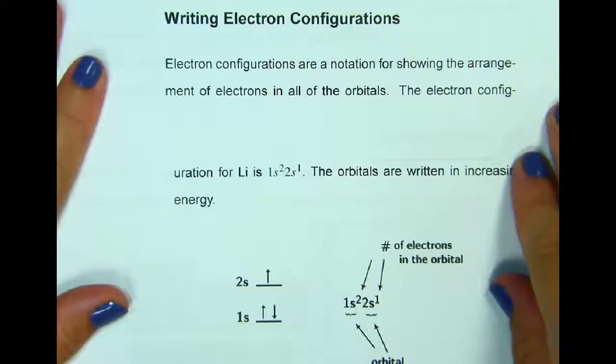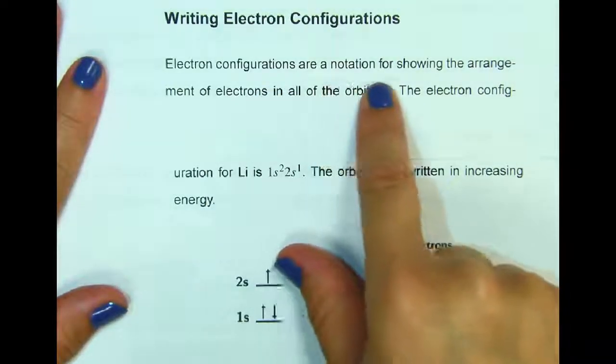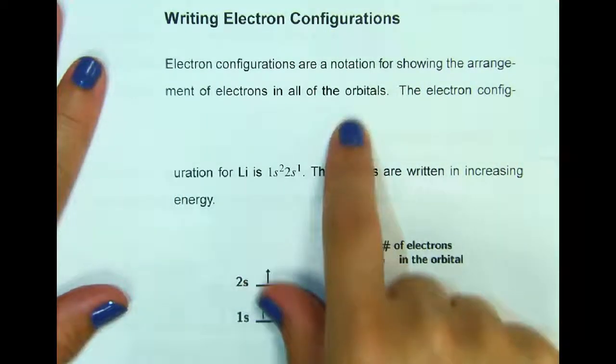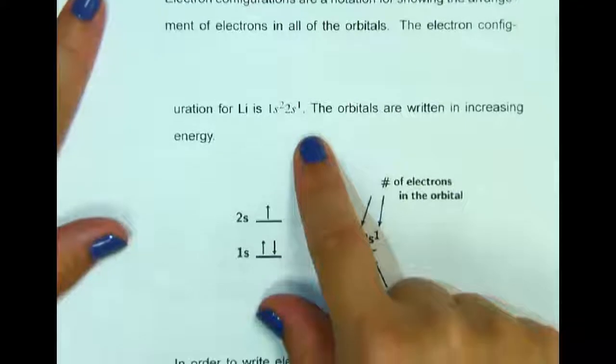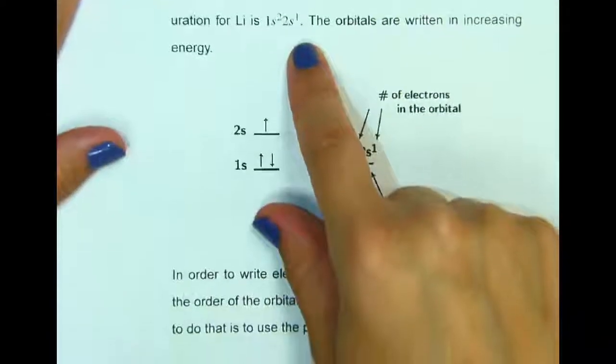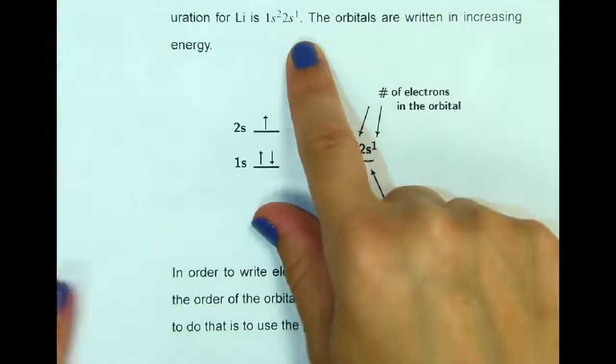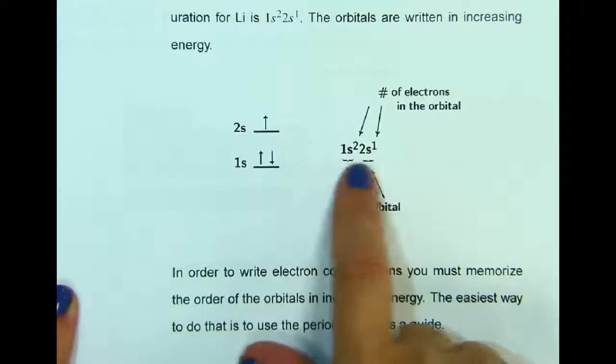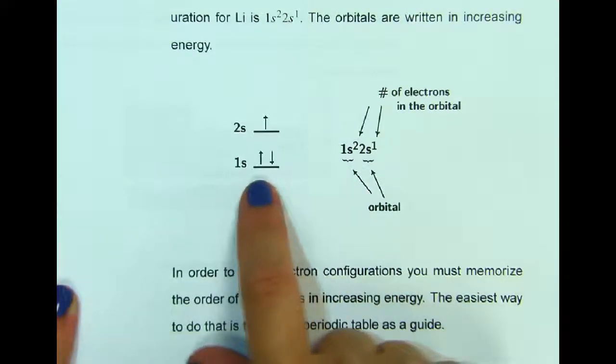Writing electron configurations. Electron configurations are a notation for showing the arrangement of electrons in all of the orbitals. The electron configuration for lithium is 1s2, 2s1. The orbitals are written in increasing energy, so we have 1s2, 2s1, and so we'll write it in this way as an electron configuration. This is an orbital notation.